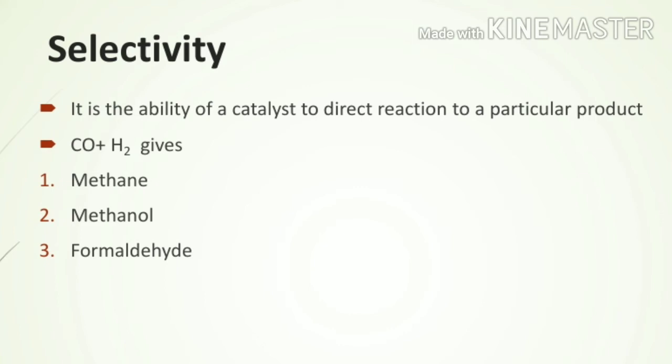Carbon monoxide and hydrogen give HCHO, formaldehyde, if copper is the catalyst. And carbon monoxide and hydrogen give methanol if the catalyst is a mixture of copper, zinc oxide, and chromium oxide.